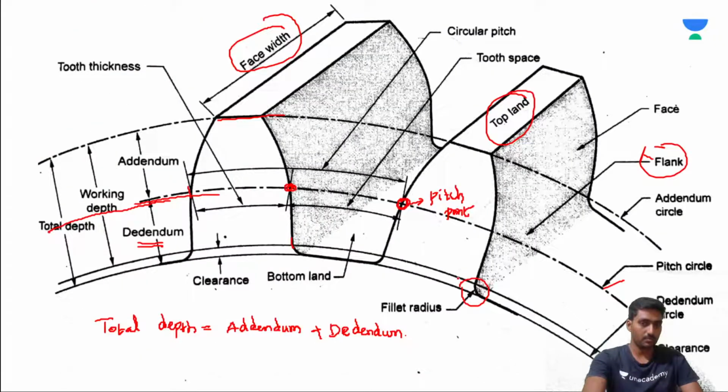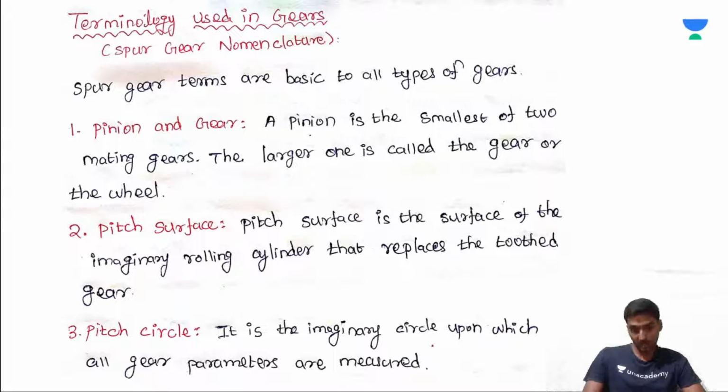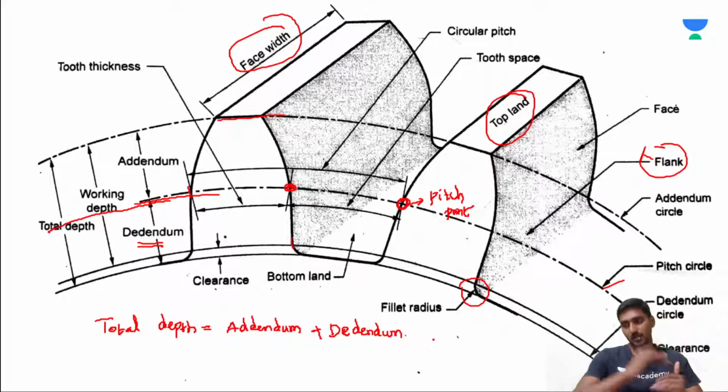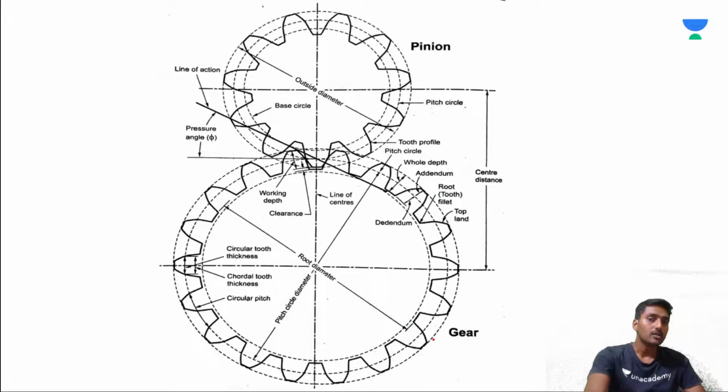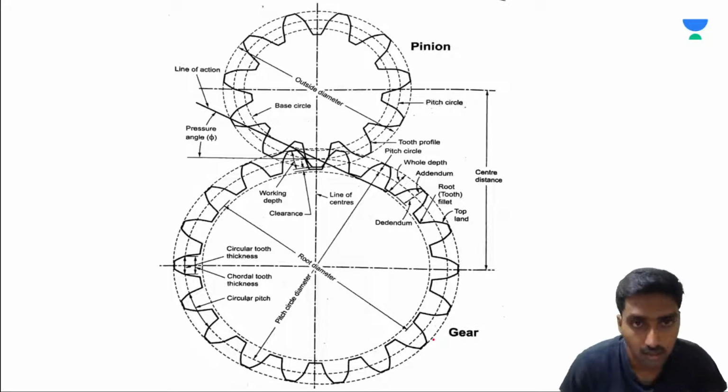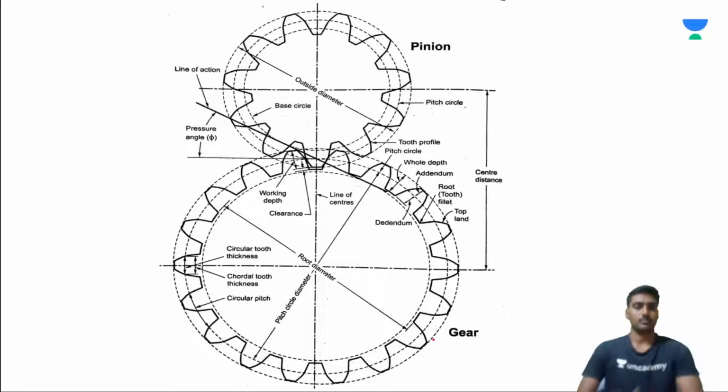Pitch circle: it is the imaginary circle upon which all the gear parameters are based. First we consider the pitch circle, and with respect to it all other remaining parameters are measured. Next, here we have a gear and a pinion. The larger one is called the gear, the smaller one is called the pinion. Then the outside diameter, base circle, pitch circle and addendum circle.